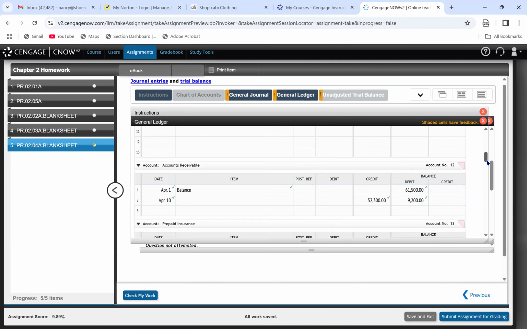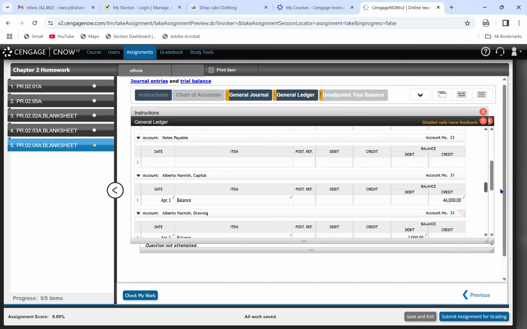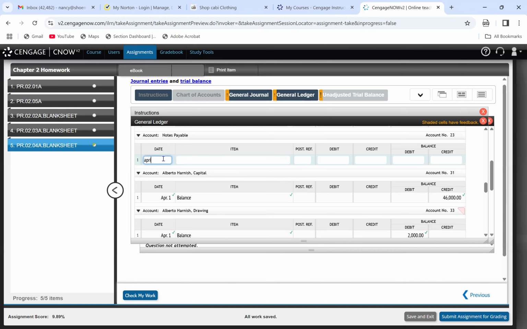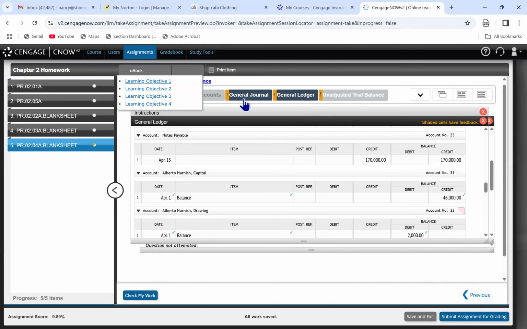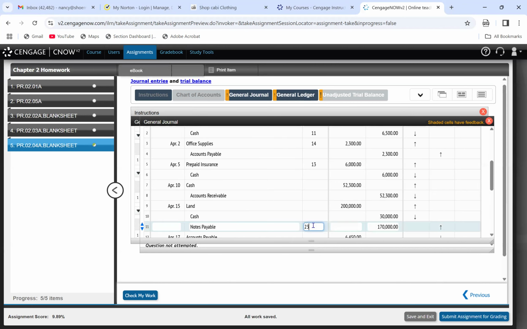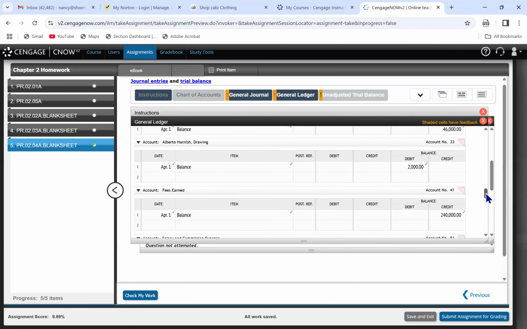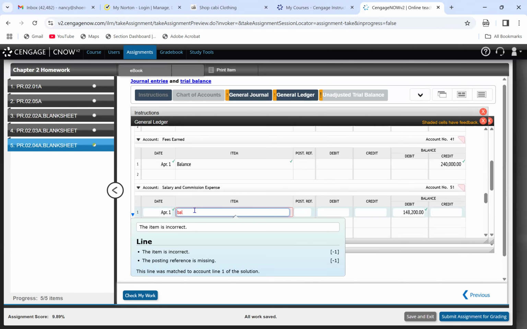And then notes payable, April 15th. And this is a credit, 170,000. And our notes payable is number 23. So I will show 23 here. Our cash is 11. I'm just showing the different accounts here. And so I'm just continuing on posting all of these transactions. Okay.